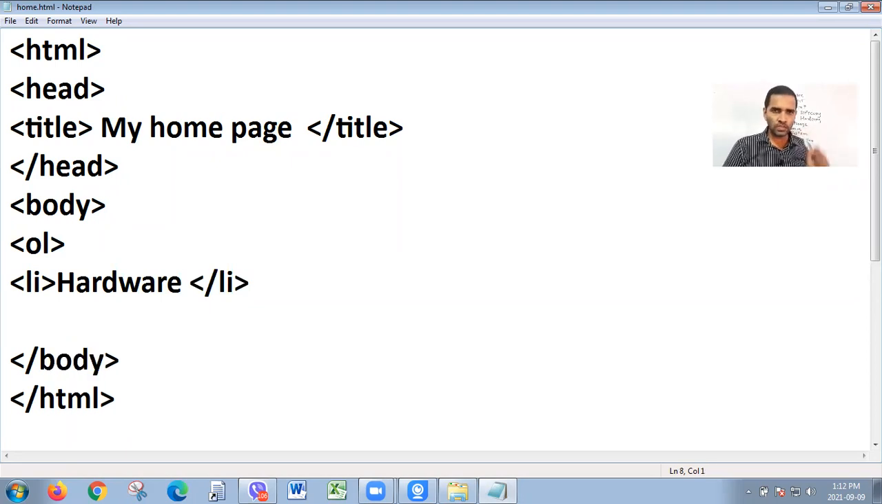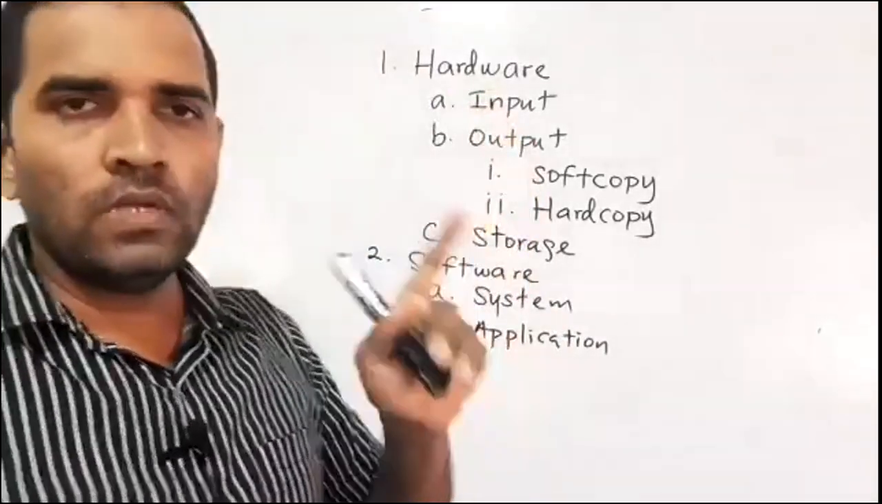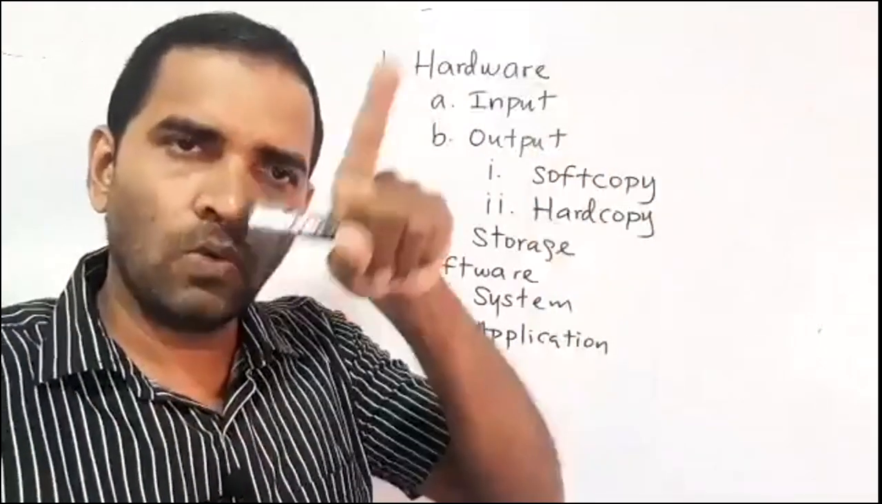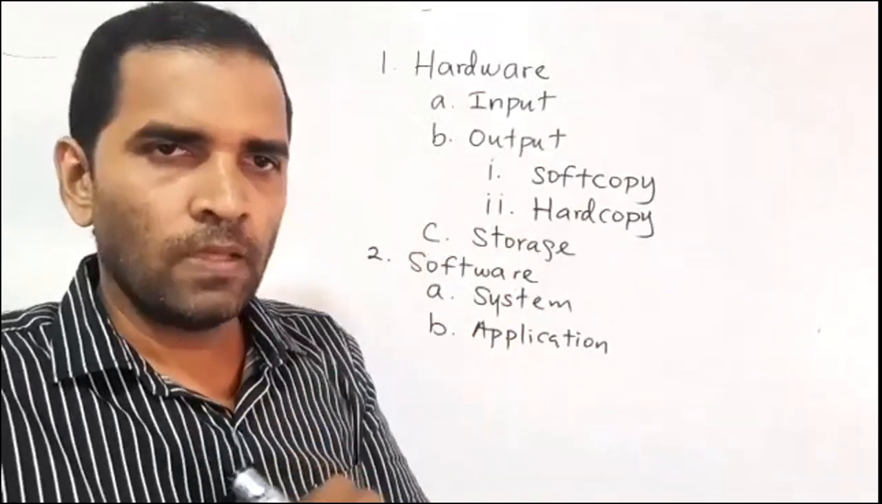Follow this method, it's very simple. LI hardware. So let's go back to the output again. LI hardware, definitely it will be 1 dot hardware, because on the top we have OL, then LI hardware. So hardware takes 1.